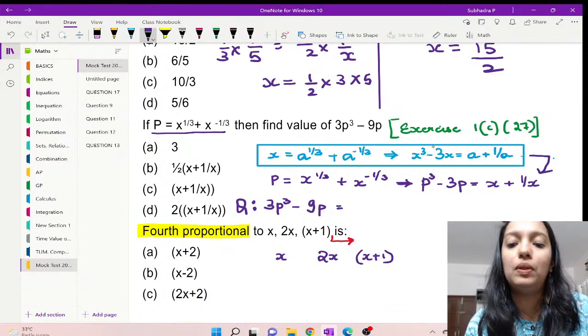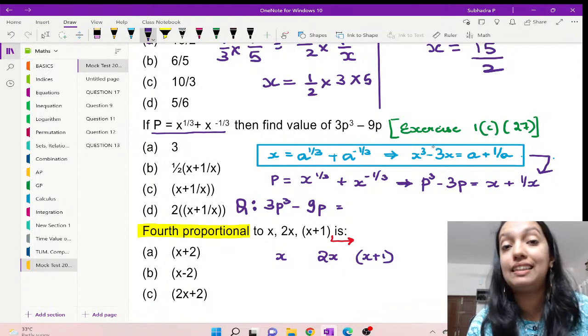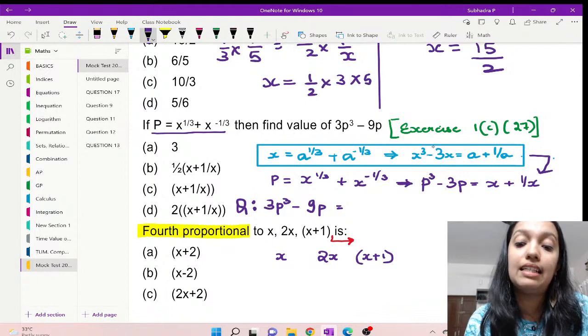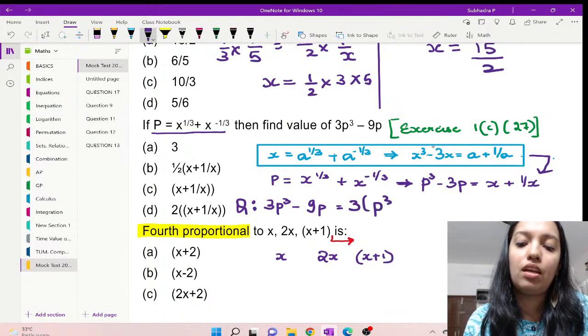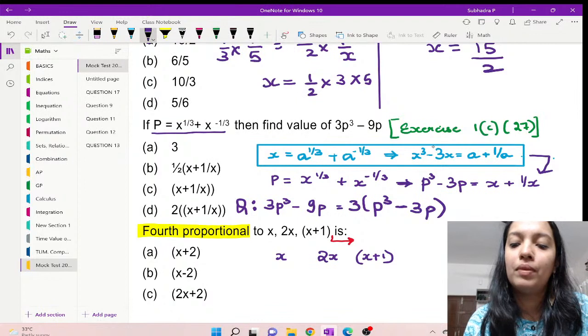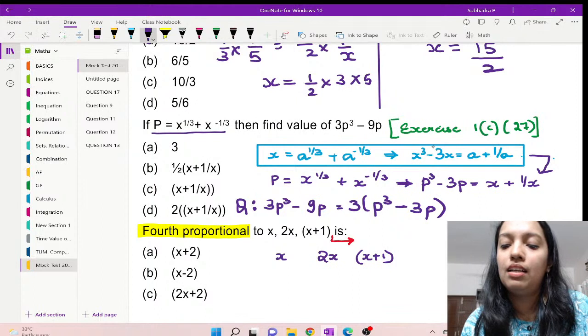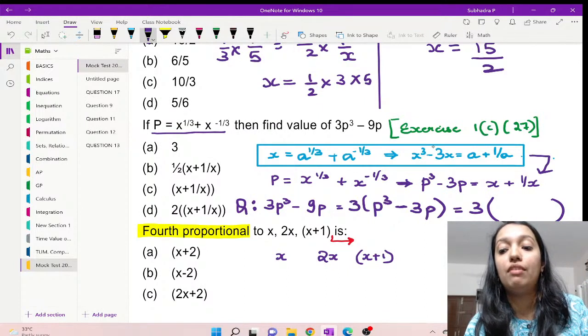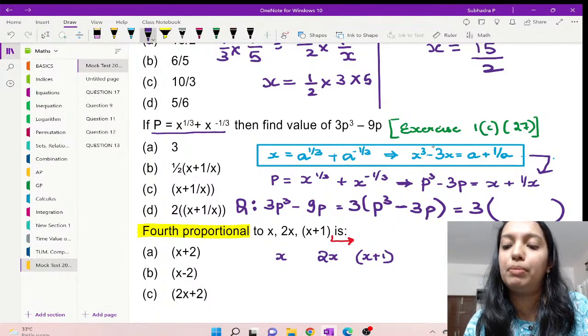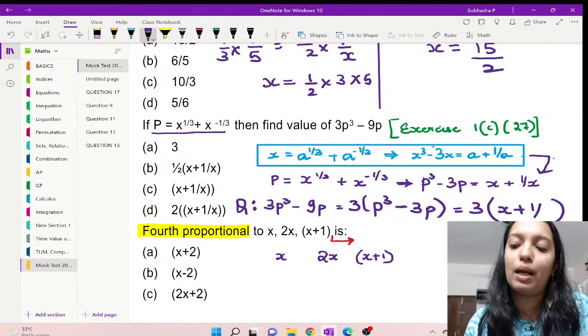Now, what has the question asked? It has asked 3p cube minus 9p. That means I can take 3 common. When I take 3 common, it will be p cube minus 3p, since 3 times 3 is 9, correct? So, 3 into p cube is 3p cube, and 3 into 3p is 9p. So, I got the LHS. Now, when I have multiplied the LHS with 3, multiply the RHS with 3 as well. So, it will be 3 into x plus 1 by x.